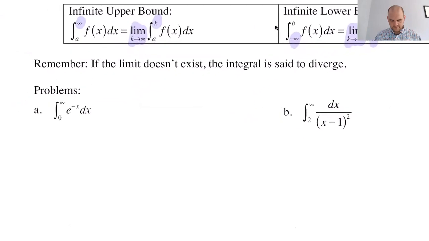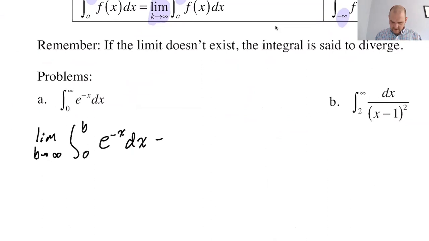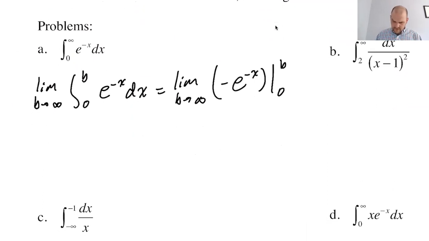So here we go. Upper bound is an issue, and it's the only issue, thank goodness. So we're going to say the limit as B goes to infinity of the integral from 0 to B of e to the negative x dx. All right, let's do this. So negative e to the negative x, 0 to B.